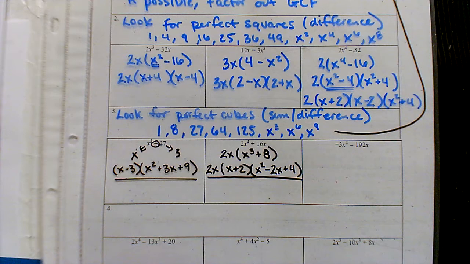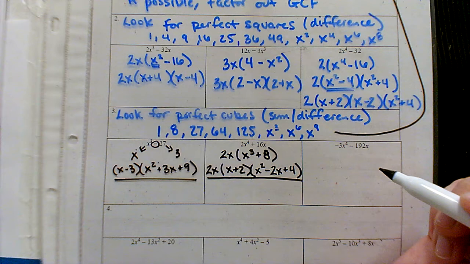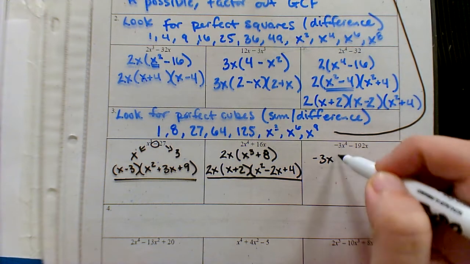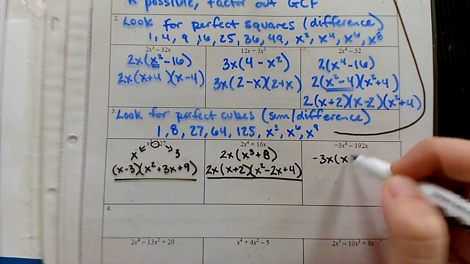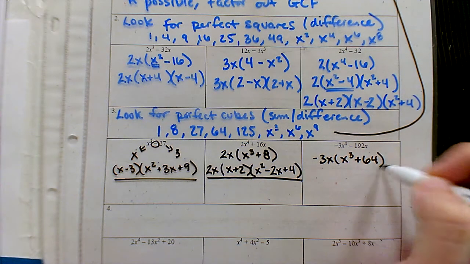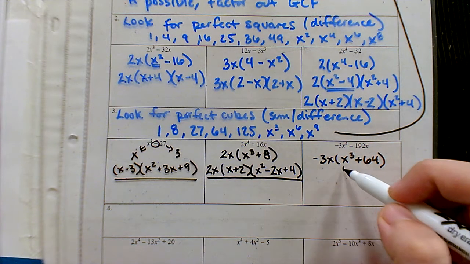Anybody want to give it a shot? See how you did? Good, Marie? Yeah. Well, just go, what'd you do first, and then we'll keep. Okay. So you were left with x to the third plus 64. Is that right? Okay.